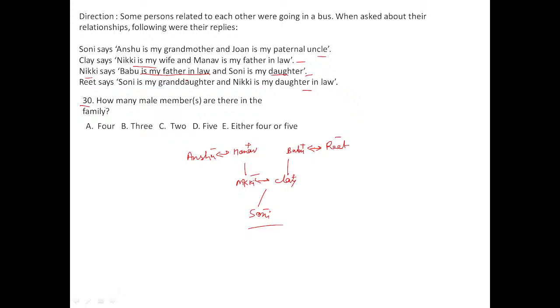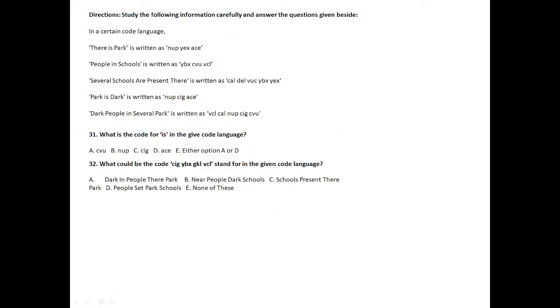So what is the question? How many male members are there in the family? So here is one couple, two couples, three couples. Three couples means three females and three males will obviously be there. So 3 males, and Sony is female. So only 3 males are there. So option B is the correct answer. Okay, understood? Moving to the next question.